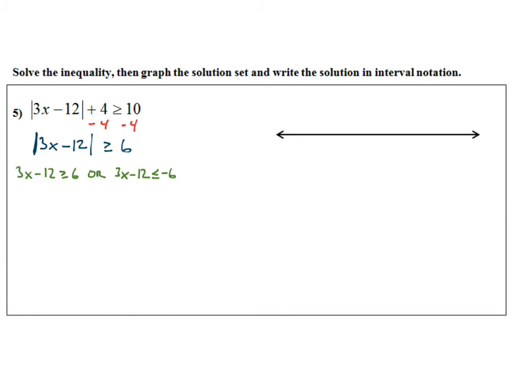Working my first one down, when I add 12 to both sides, I'll have 3x is greater than or equal to 18. And then dividing by 3, we'll find x is greater than or equal to 6. So there's one half of it. The other half is going to be, again, adding 12 to both sides. And so that will provide 3x is less than or equal to positive 6, because when I add 12 to the negative 6, I get positive 6. And then x is less than or equal to 2 when I divide both sides by 3. This is still an OR inequality.